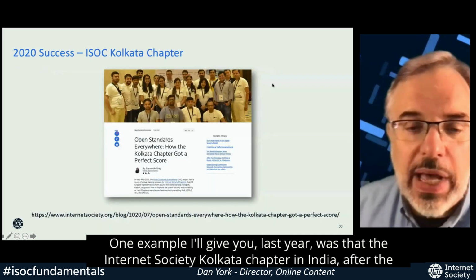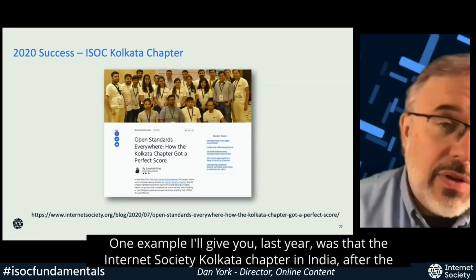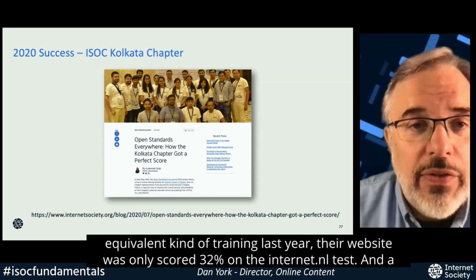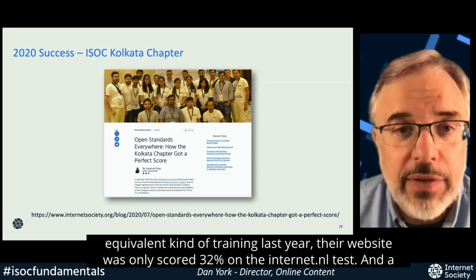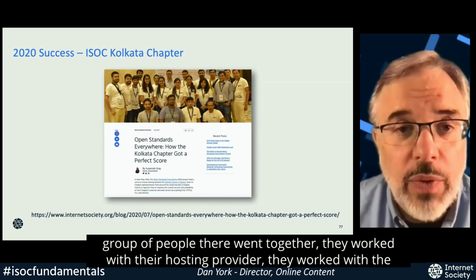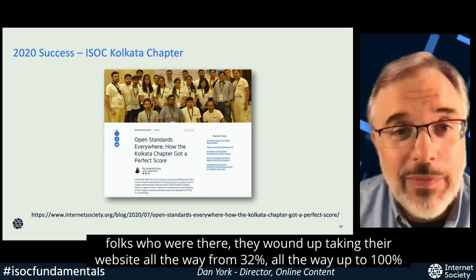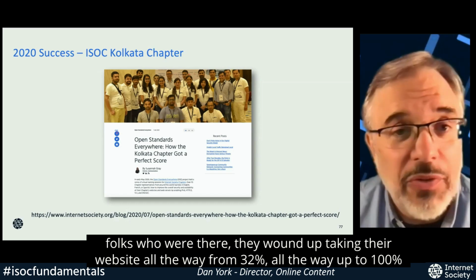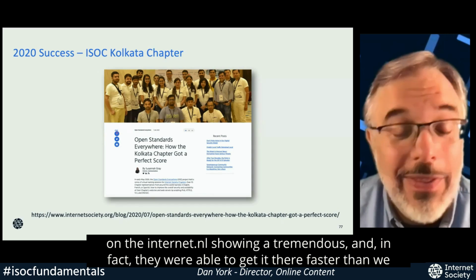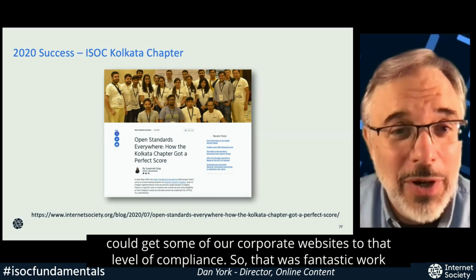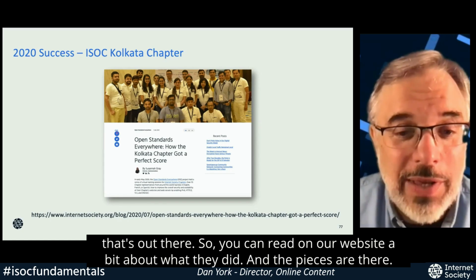One example I'll give you from last year was that the Internet Society Kolkata chapter in India, after the equivalent kind of training last year, their website only scored 32% on the Internet.nl test. And a group of people there went together. They worked with their hosting provider. They worked with the folks who were there. They wound up taking their website all the way from 32% all the way up to 100% on the Internet.nl, showing a tremendous improvement. And in fact, they were able to get it there faster than we could get some of our corporate websites to that level of compliance. So that was fantastic work that's out there.